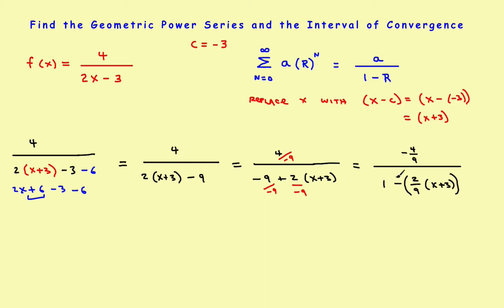And really, I've got it in the form I want now. I needed a 1, I've got a 1. I needed a negative, I've got a negative. And then for everything else, this thing right here is a, and all of this together is r. So now you're ready to write it in summation notation.